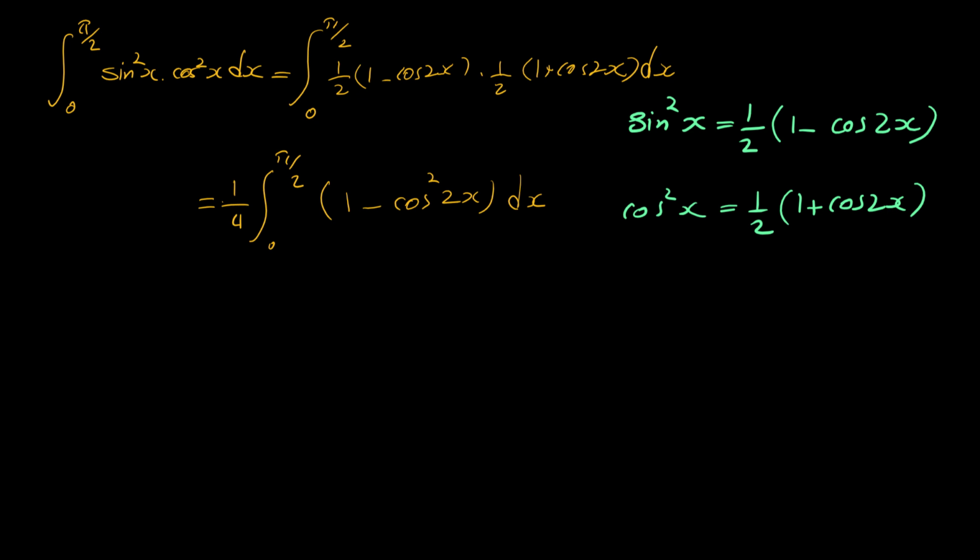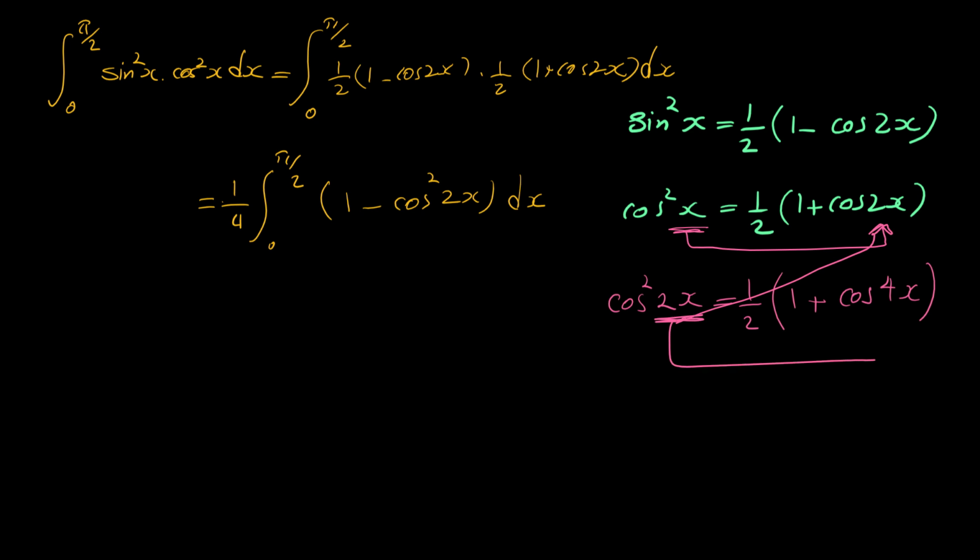And now we have another trig function, cosine of 2x, but the power is even. So what do we have to do? We use the identities again to make the power odd, to get rid of the power 2. Because cosine squared x is 1/2 of (1 plus cosine 2x), cosine squared of 2x would be 1/2 of (1 plus cosine of 4x). The angle on the other side is doubled, so if here it is 2x, the other side is 4x.